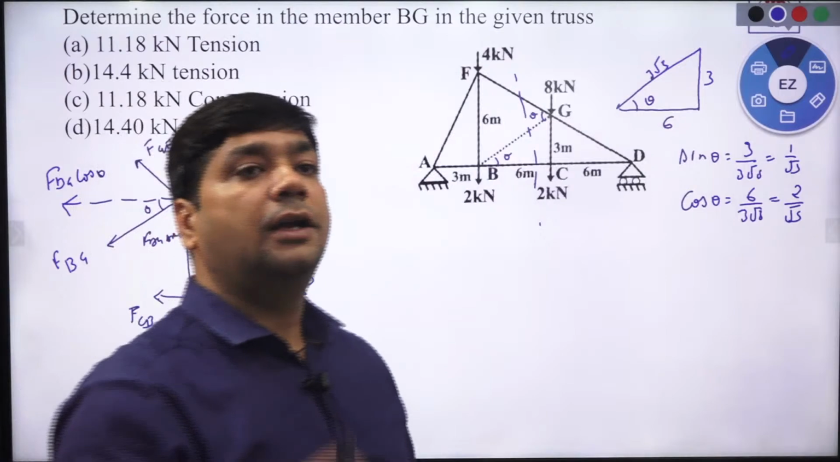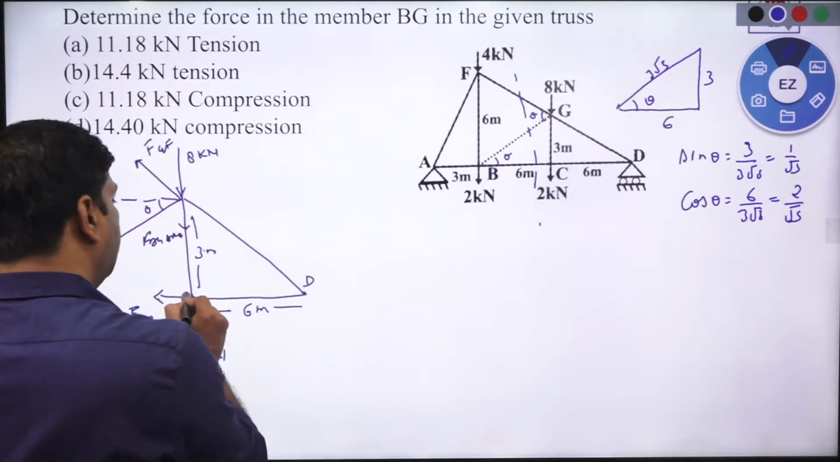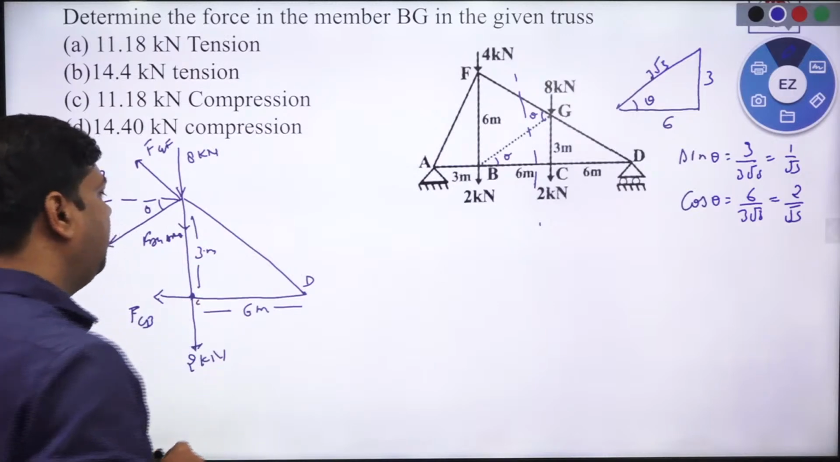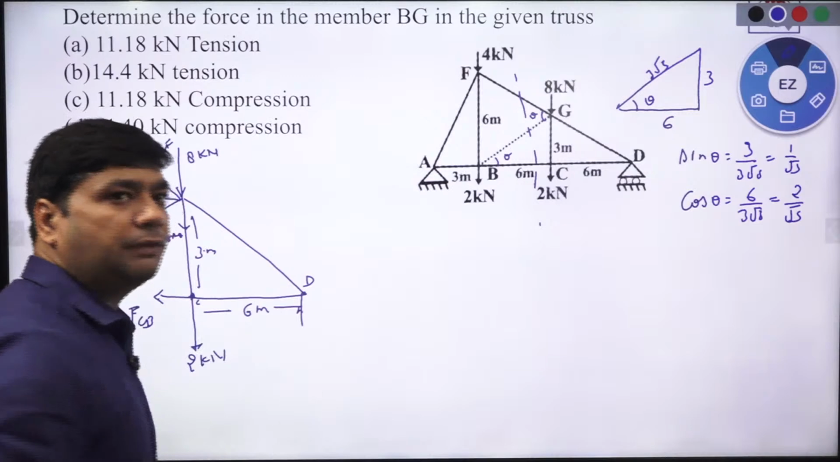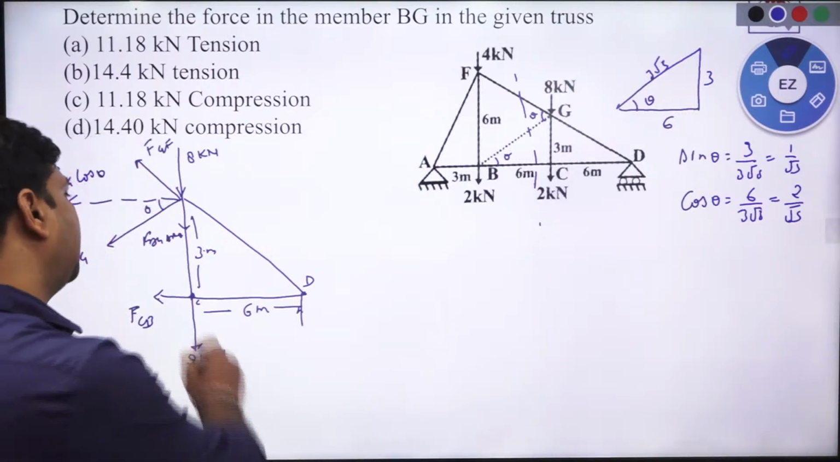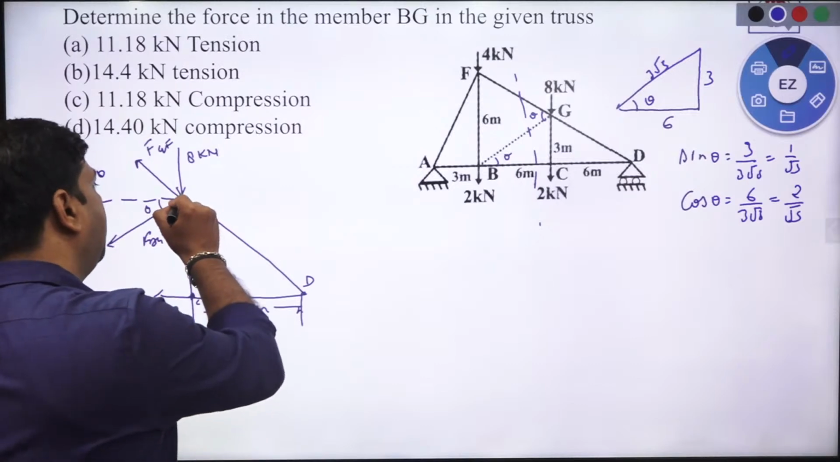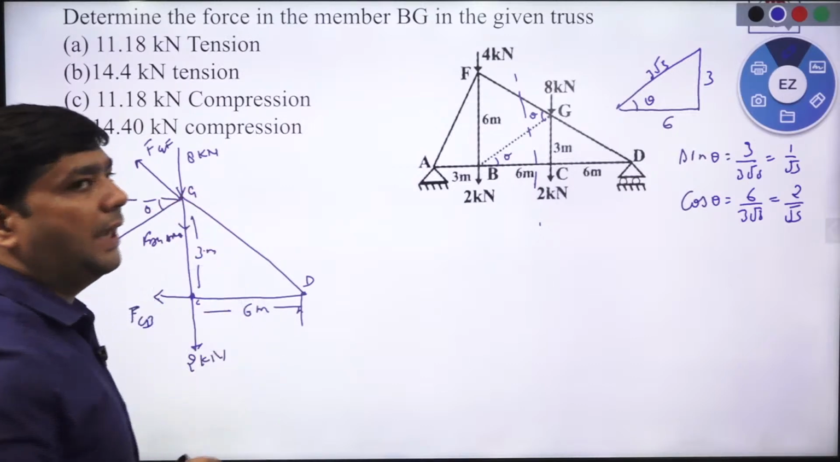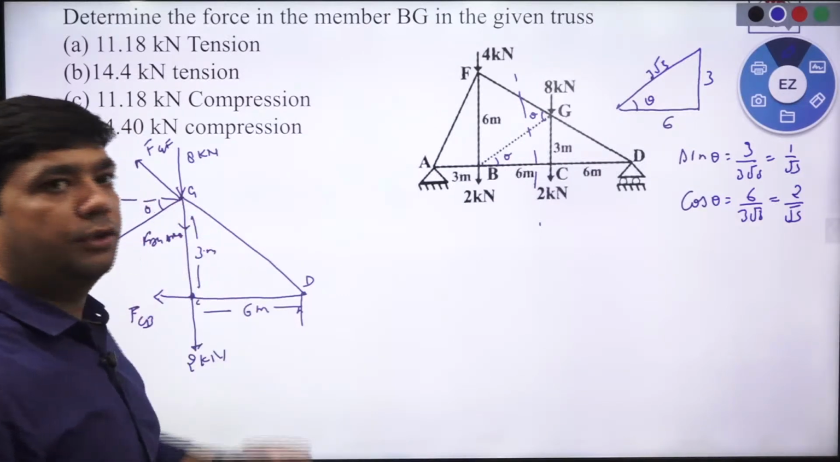You have to take the point about which you can take the moment. If I take the moment about that point, what will happen? We have one unknown, which is the reaction. So we have to first find out the reaction. Okay, so don't take this point. If you take the moment about point G, what will happen? FBG is going to be 0. So there is no use taking the moment about G.